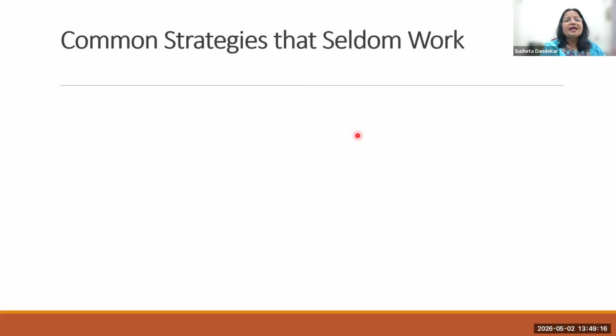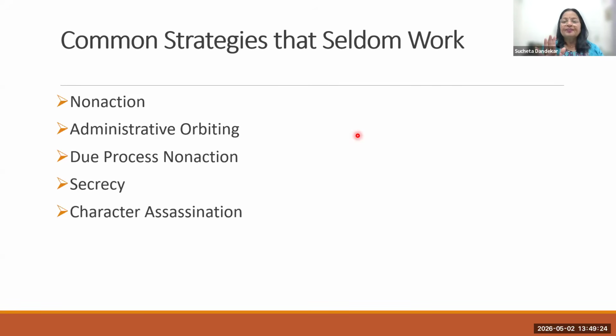Having said this, there are common strategies which many people use, but it is a known fact that they seldom work. One is non-action. There is a conflict, you know that something is brewing, and you just decide to ignore it and say, forget it, it hasn't come to me as yet. I'm sitting in this chair, and since no one has mentioned it to me, I have not even heard about it. There could be administrative orbiting. What do I mean by this? The administration just goes round and round in an orbit, not trying to tackle exactly what is happening.